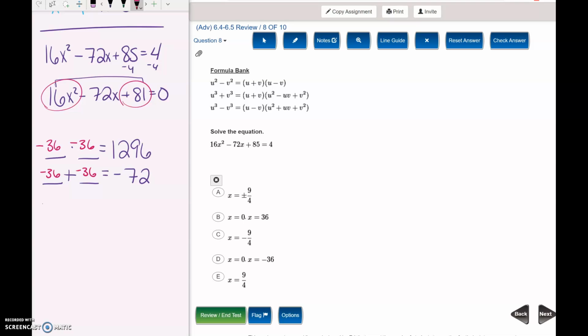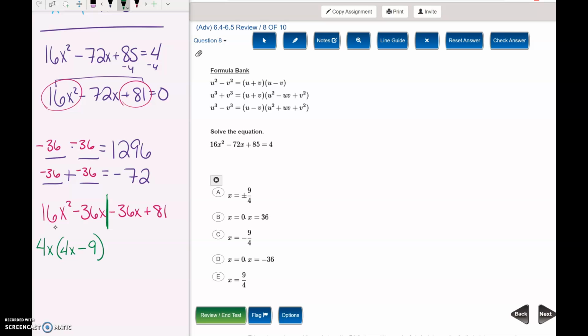So if you do factor by grouping, because I know most of you prefer factor by grouping, even though it takes way more time, and you could get this factored a whole lot faster if you just did factor by guess and check. 16x and 36x. 16x squared and negative 36x have 4x in common. That would give us 4x minus 9.